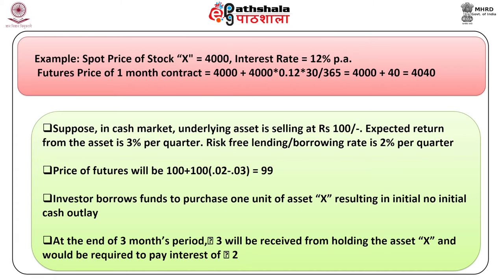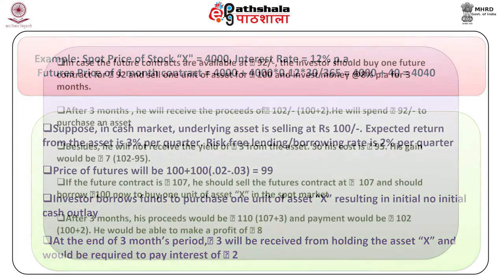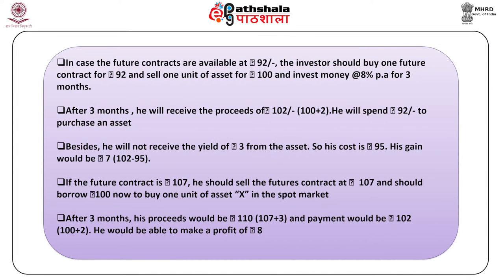At the end of the 3 months period, rupees 3 will be received from holding the asset X and he would be required to pay interest of rupees 2. In case the future contract is available at rupees 92, the investor would buy one future contract for rupees 92, sell one unit of asset at rupees 100 and invest the money at the rate of 8% per annum for 3 months. After 3 months, he will receive the proceeds of rupees 102, which is equal to 100 plus 2. He will spend rupees 92 to purchase the asset. Besides, he will not receive the yield of rupees 3 from the asset, so his cost is rupees 95. His gain would be rupees 7, that is 102 minus 95.